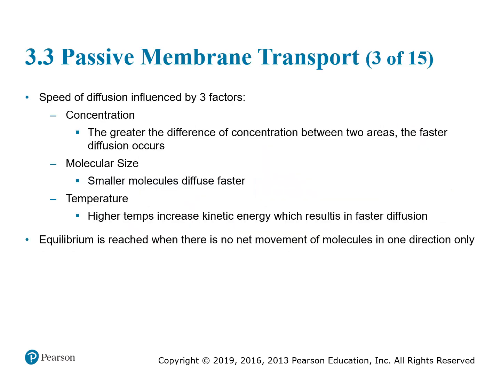So the speed of this diffusion can be influenced by three factors: the concentration, the molecular size, and the temperature. So the greater the difference of concentration between two areas, such as high to low, the faster it will diffuse from high to low. Smaller molecules diffuse faster, and higher temps lead to higher kinetic energy, which leads to higher scattering. Eventually you will reach equilibrium. And equilibrium is not no movement, but no net movement.